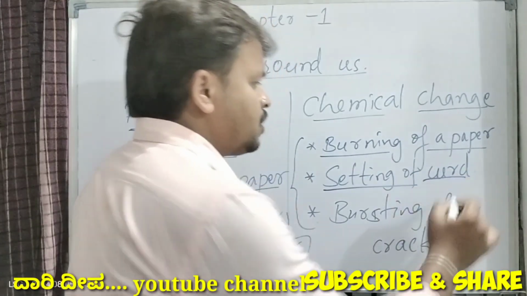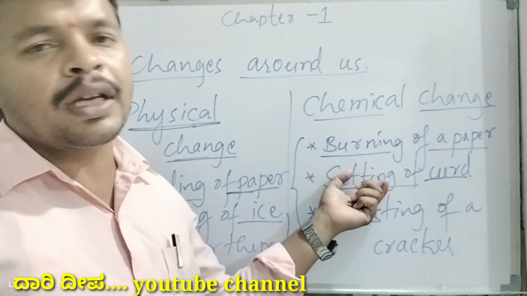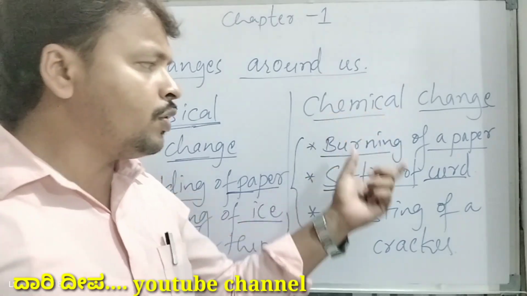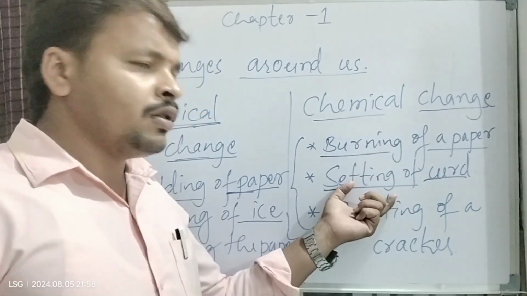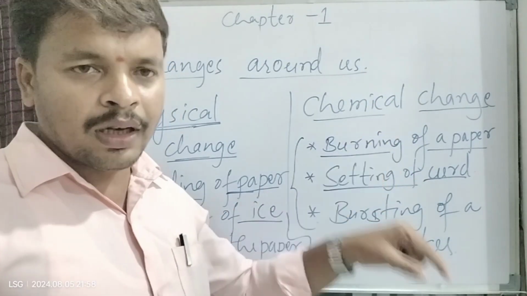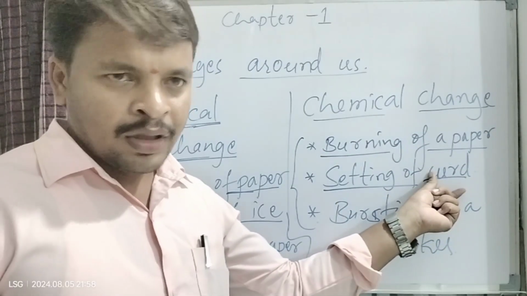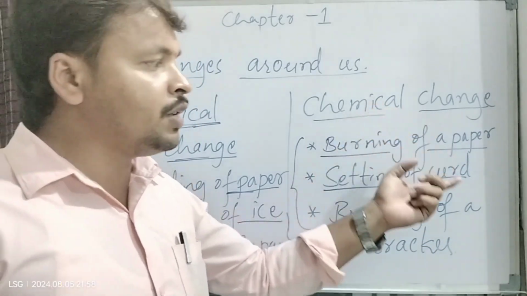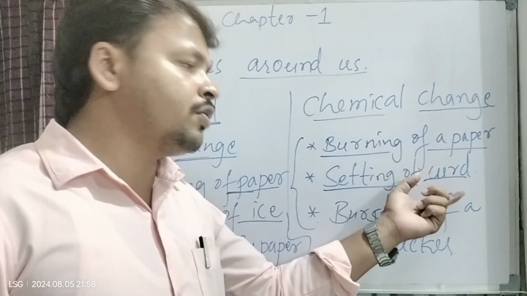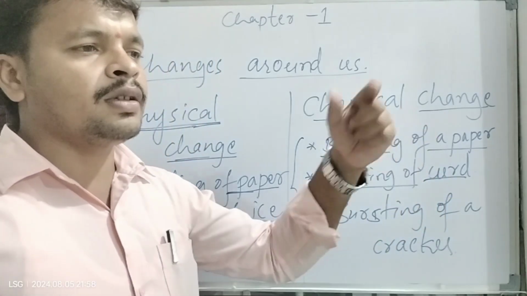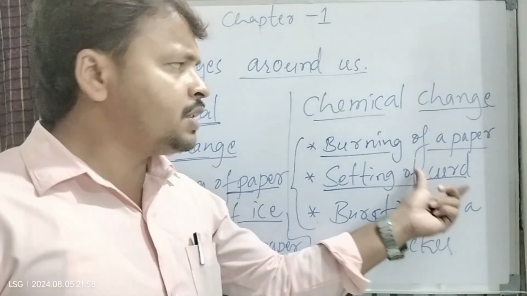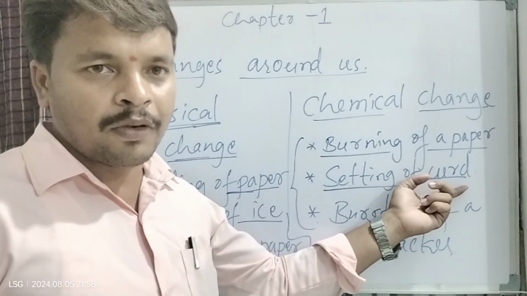Setting of curd. Suppose you are going to change the milk into curd. This is an example of chemical change. How do you get curd from milk? When we put a few spoons of curd or buttermilk into the milk, next day we are getting the curd. That is an example of chemical change. Here a new substance is formed. Which is the new substance? Curd is a new substance. So this is an example of chemical change because new substances are formed here.